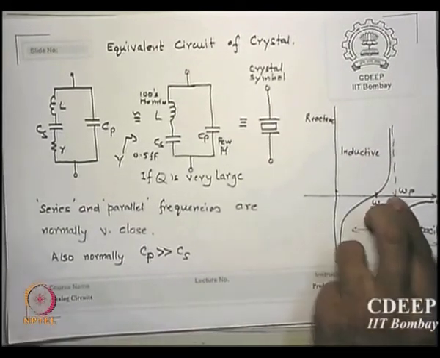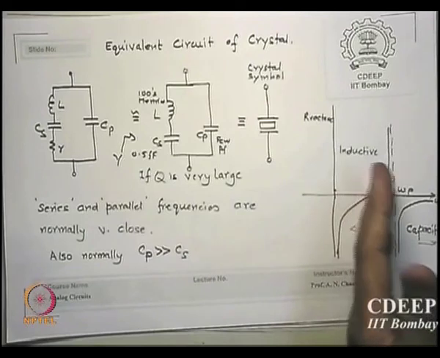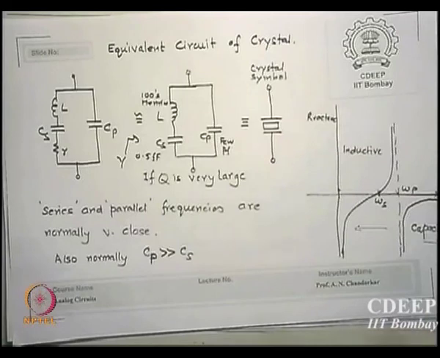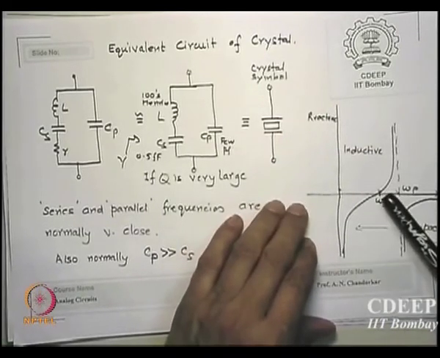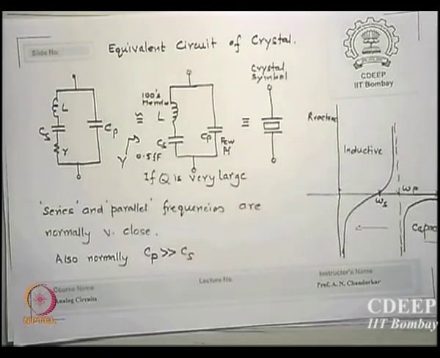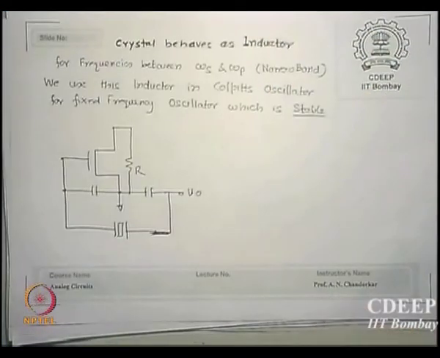If they are very close to each other, what does that mean? That means anything less than this frequency, the crystal will act like a capacitor. Anything slightly larger than omega S but limited by omega P, it will act like an inductor. So crystal oscillator वाले लोग कह रहे हैं कि आपने जो Colpitts oscillator बनाया था, उसमें दो कैपेसिटर और एक इंडक्टर डाला था, तो इस इंडक्टर के जगह आप एक क्रिस्टल लगा दीजिए.